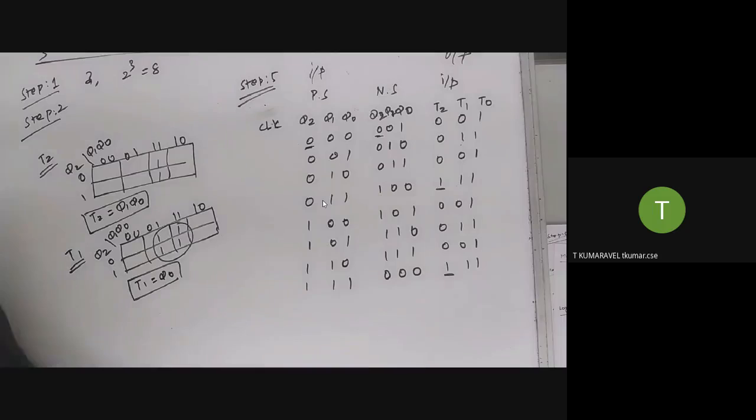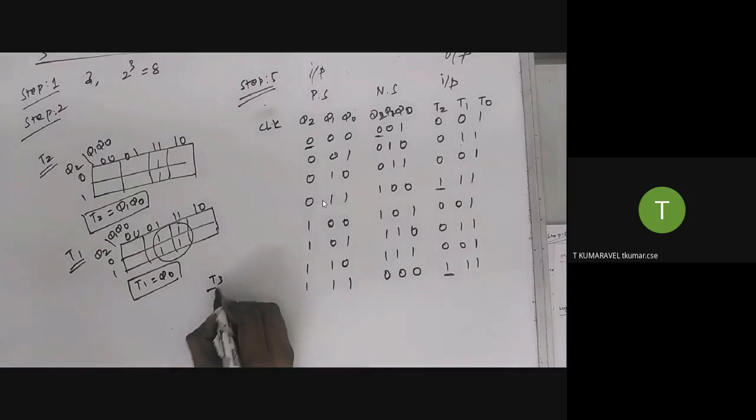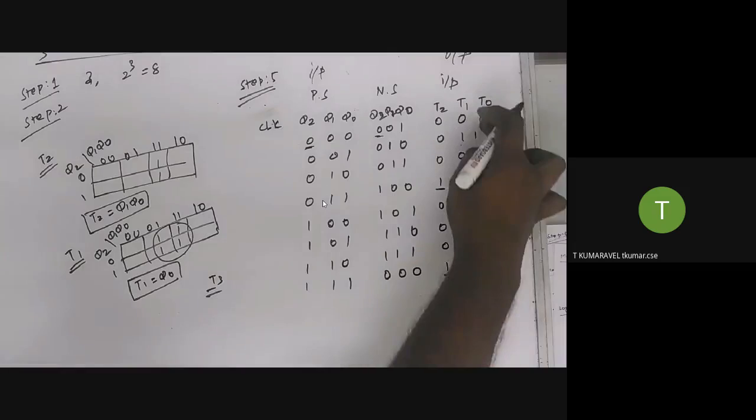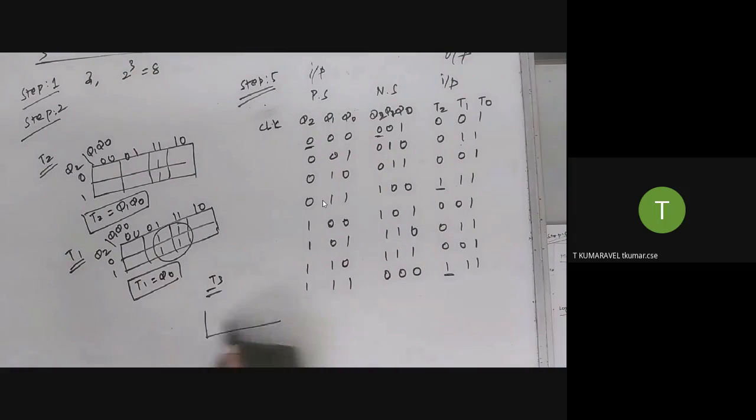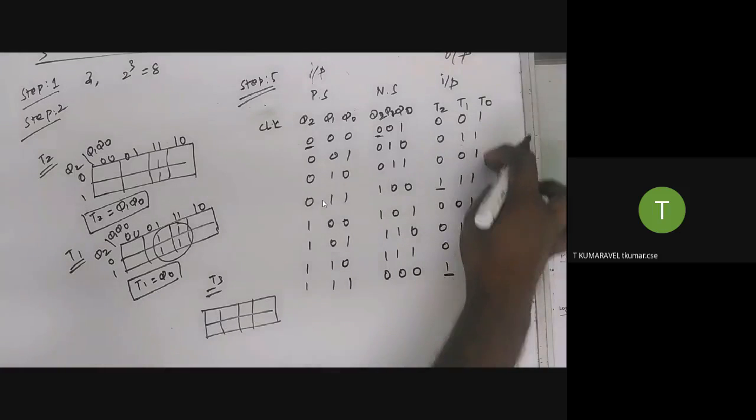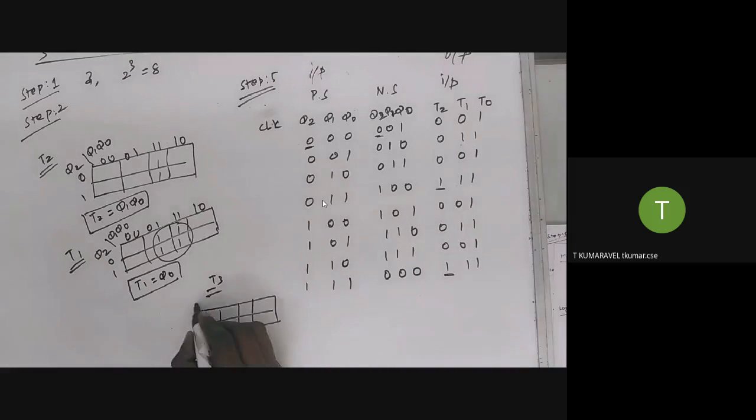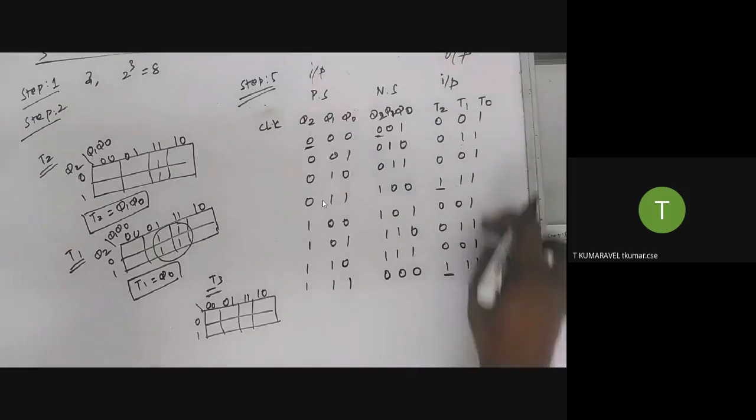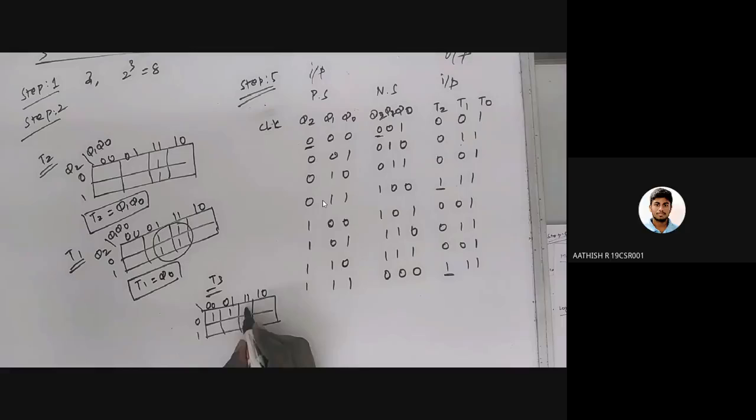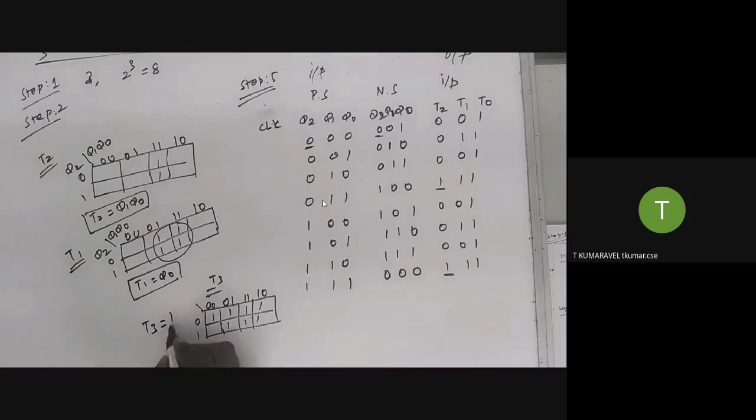So what about the last case, T3? Here what happened? All the output values are 1. So if that is there, what is the output? All the cells' values are 1. What happened? 1, sir. The T3 value is nothing but 1.